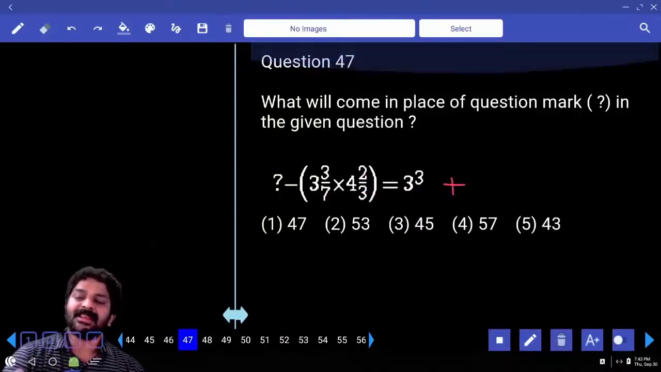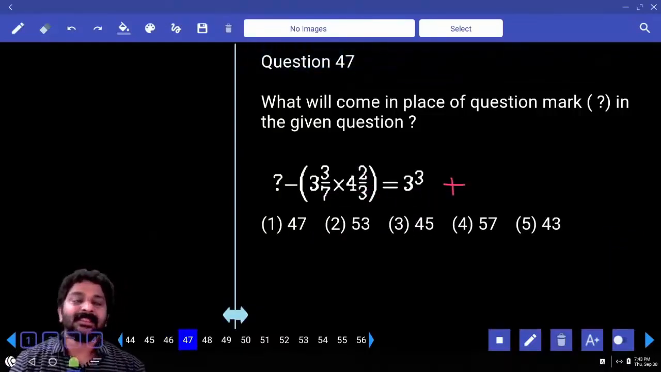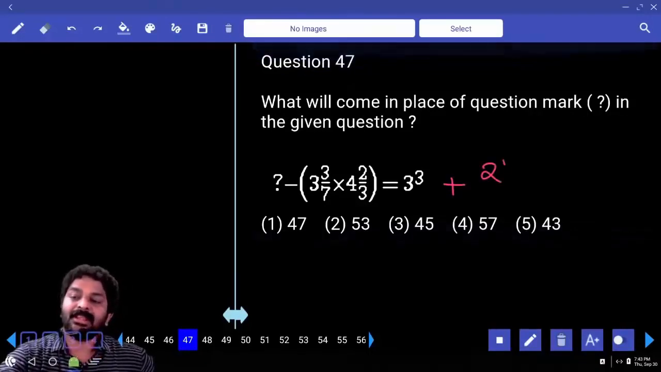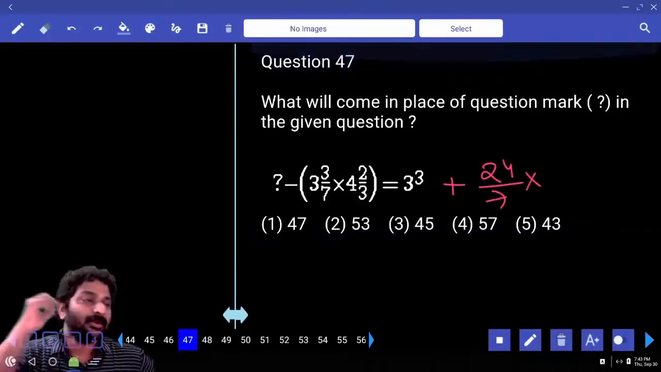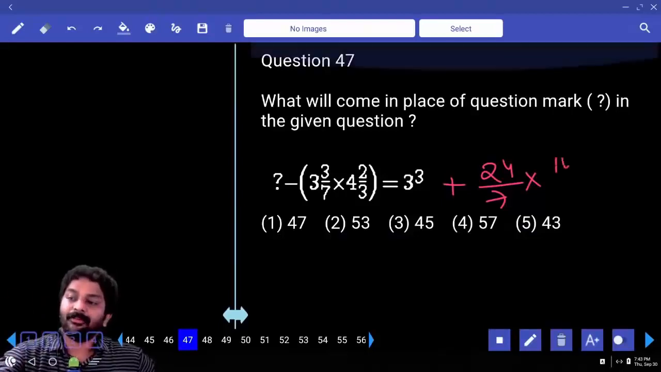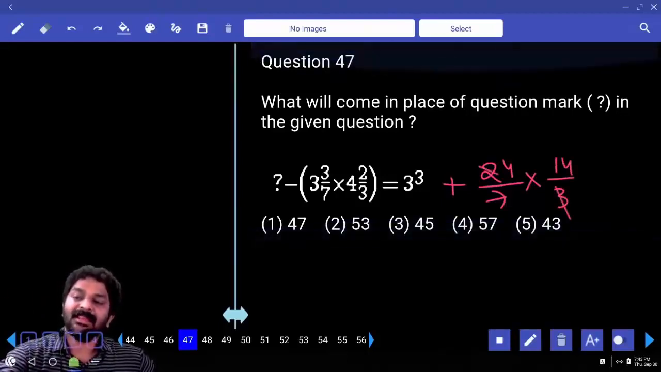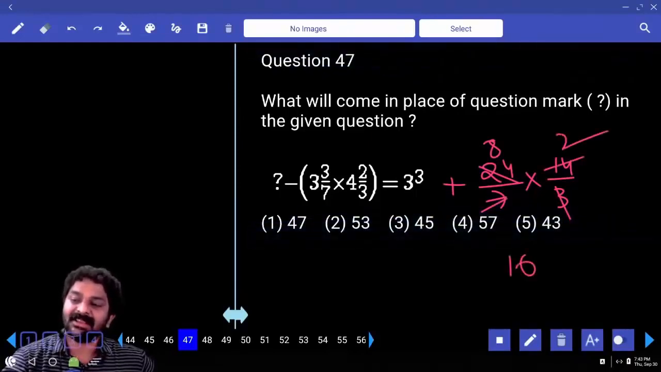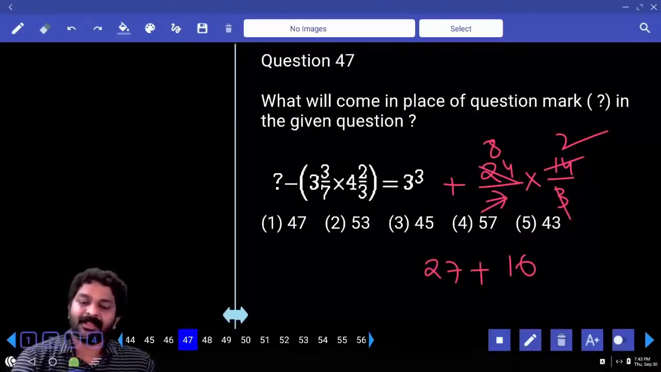The negative number goes to the right hand side and becomes plus. 3 by 7 convert into improper. 24 by 7 into 4 2 by 3. 14 by 3. 3, 8 times 7. 2 times, that is total 16. 3 cube, 27 plus 16. Fifth option.